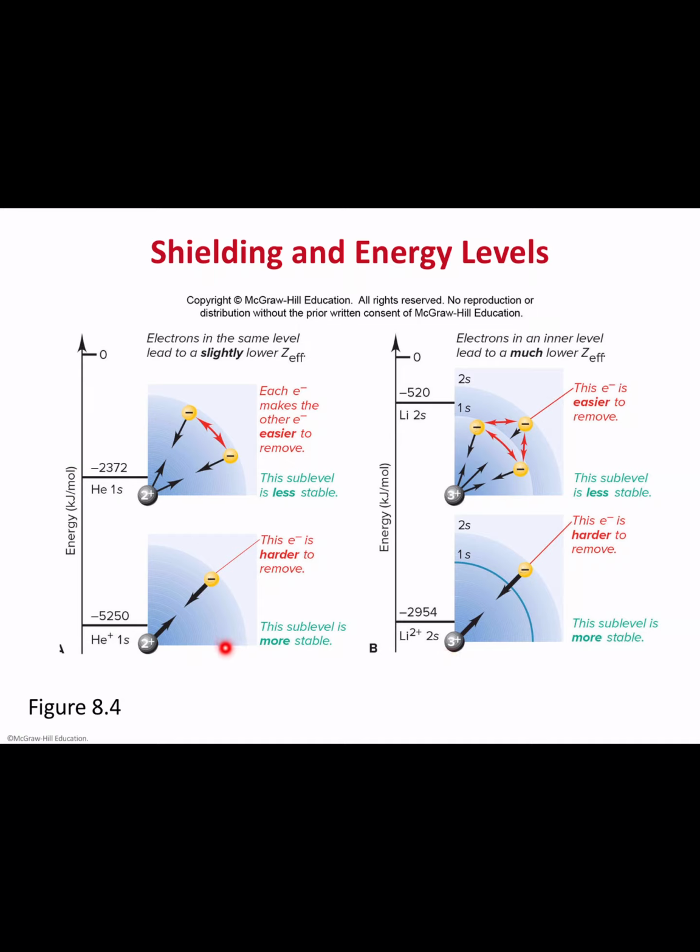And same thing here in our helium. Helium has two electrons in the same energy level, and they repel each other, making it easier to lose one electron. Once it is lost, you have only one electron and there is no repulsion because there are no more electrons to repel. Now there is a greater interaction with the nucleus, making it harder for this electron to be lost.